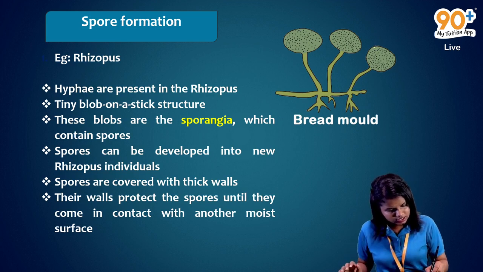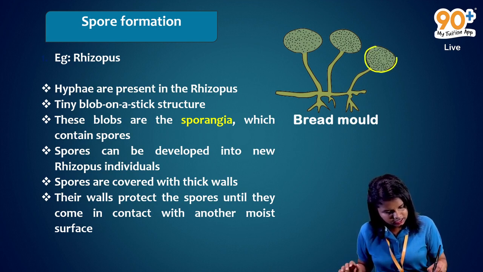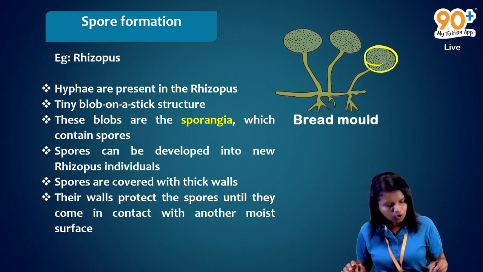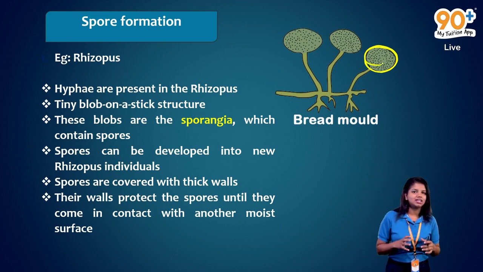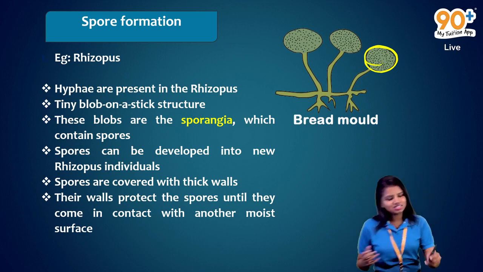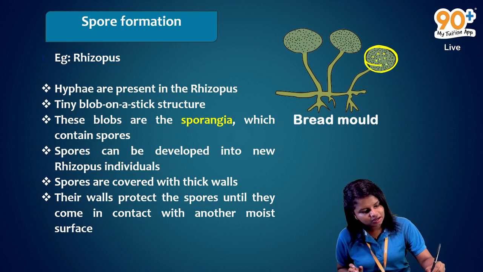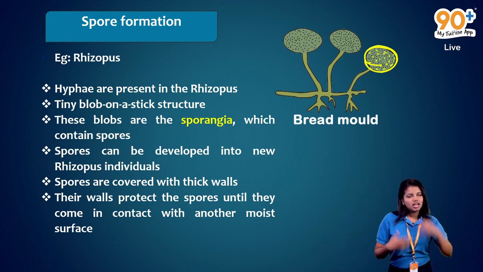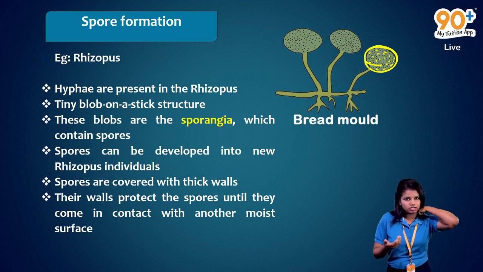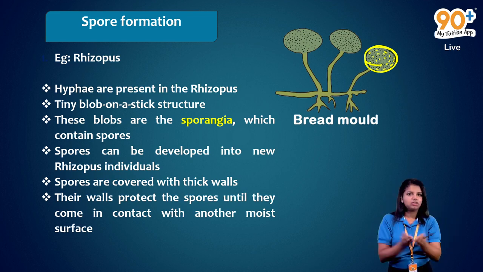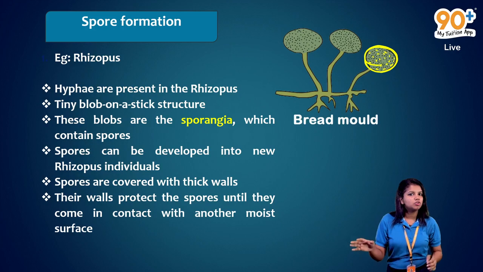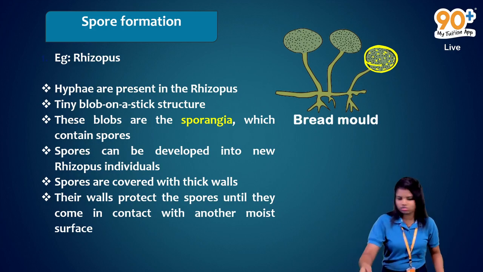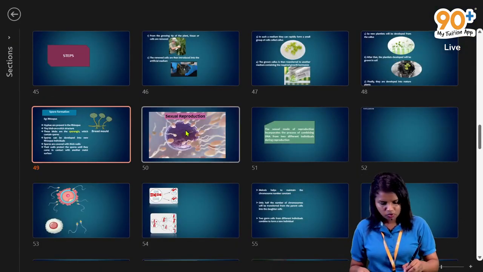sporangia. This is the structure of a fungus and this bulb-like portion, this blob-like portion of it, is what is called the sporangia. And inside that sporangia there are several minute spores in it. And these spores are the part where its reproduction takes place. These spores are covered with very thick walls and the protected spores can become another Rhizopus. So that's about the spore formation.